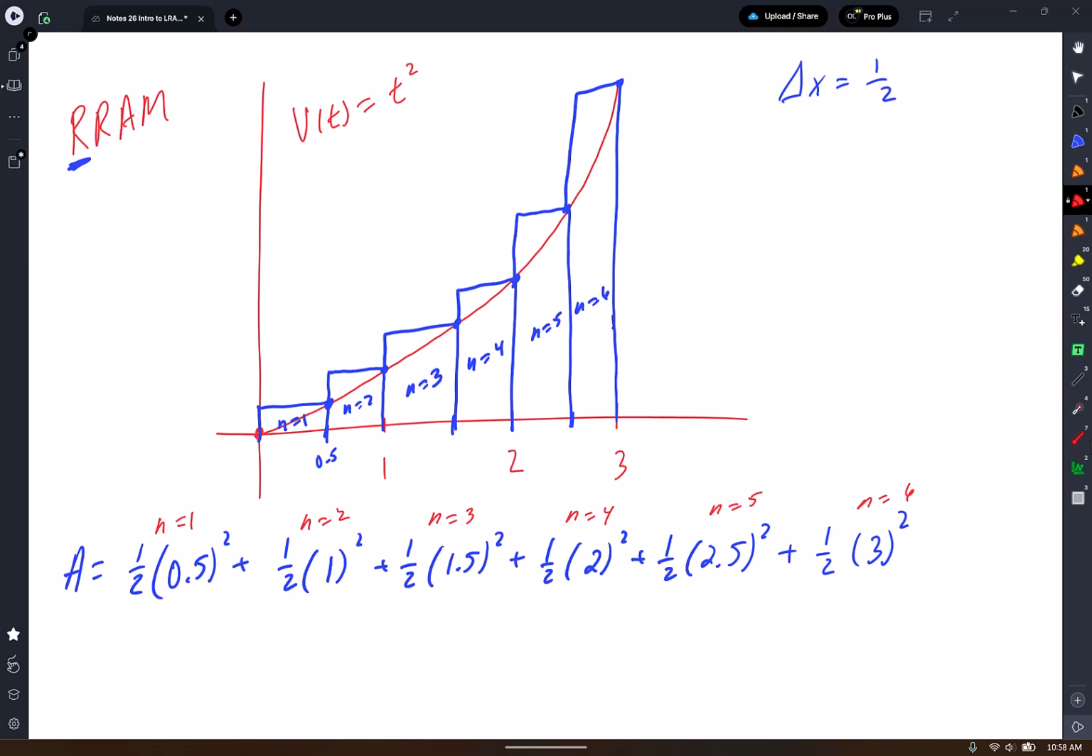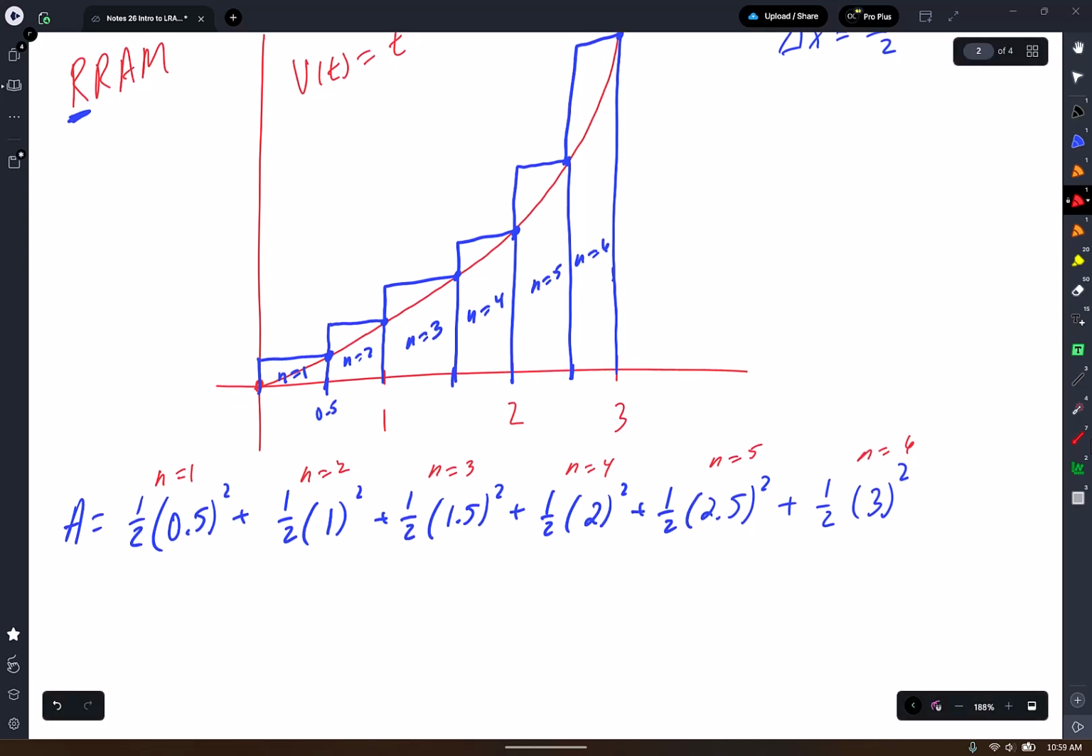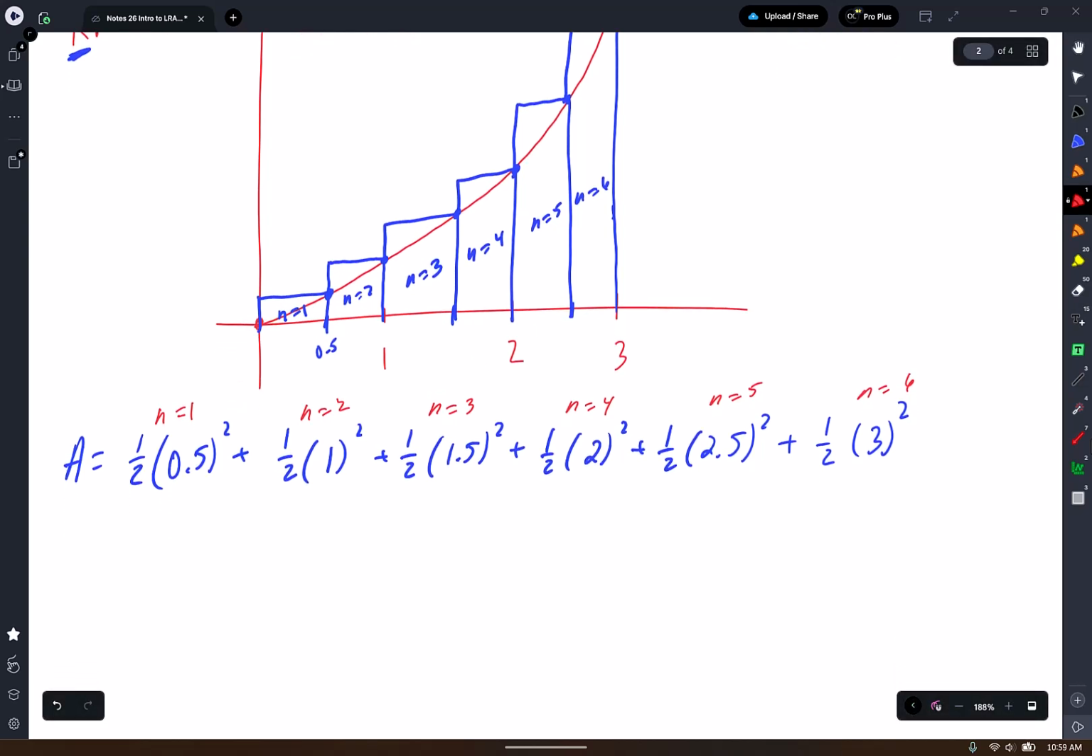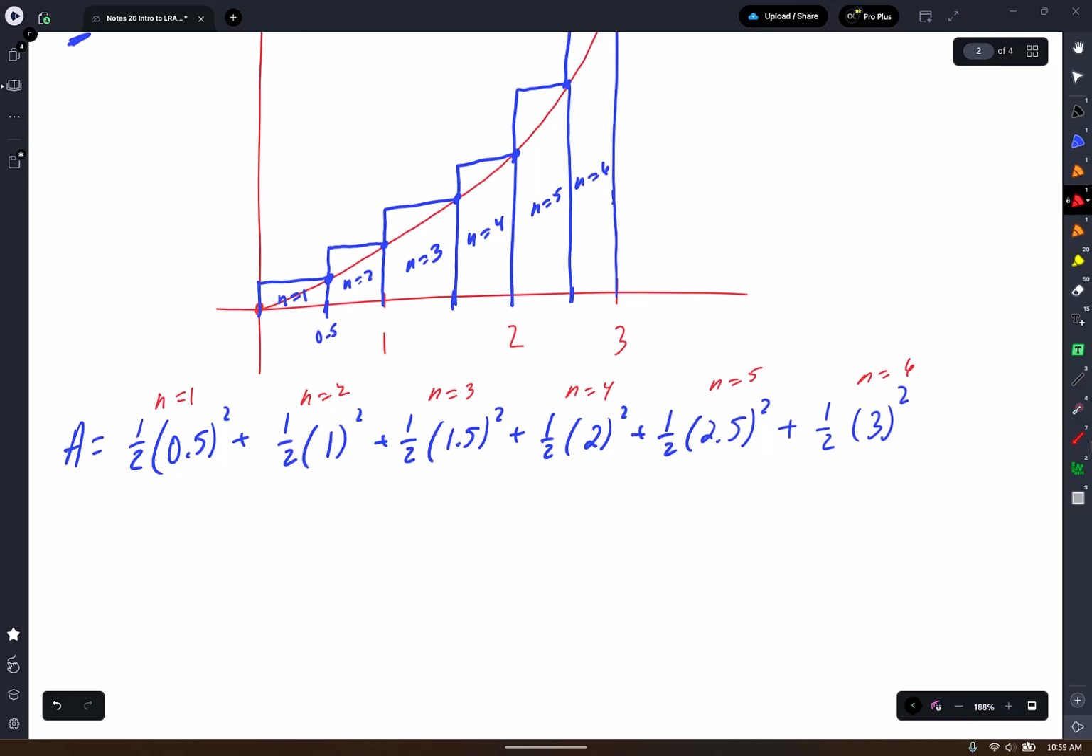You know how we went almost under the line for this one and then kind of went over for this one? How do you know when to do which one? They will tell you which one they want. They always tell you which one they want specifically. Give me an RRAM, give me an MRAM, give me an LRAM.